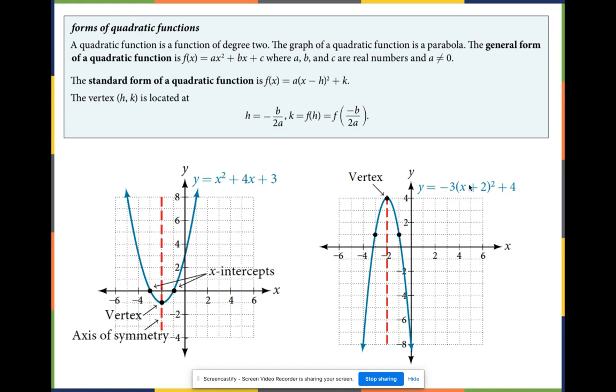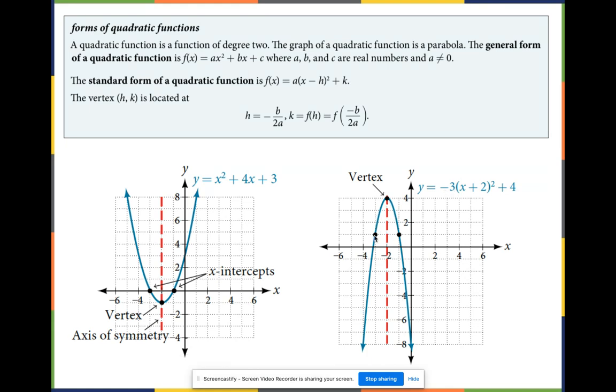How about if it's in vertex form, what can we see? Well, before we even look at the graph, although it's right here, we know it's going to open down because the leading coefficient has a negative sign, it's minus 3. And it looks like it's also been vertically stretched, right? 3 is bigger than 1, so that's a vertical stretch. So we have a reflection and a vertical stretch.